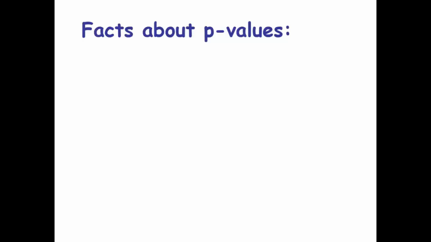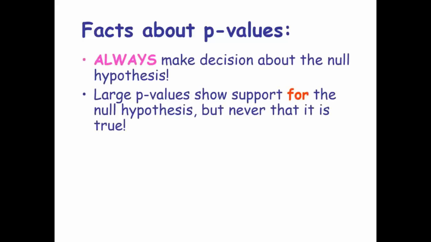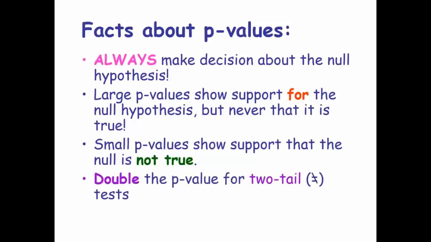Okay, so about that p-value, we use the p-value to make decisions about the null statement. Large p-values show support for the null, but never that it is true. In statistics, we are not saying something is true. We are suggesting that there's evidence for or against something. Small p-values show support that the null is not true. Again, we're not saying something is false, and we're not saying we have proven. We're saying that we've got evidence for or against a particular claim. And for a two-tailed test, we simply double what we would for a one-tailed test, which is how the calculator does that.